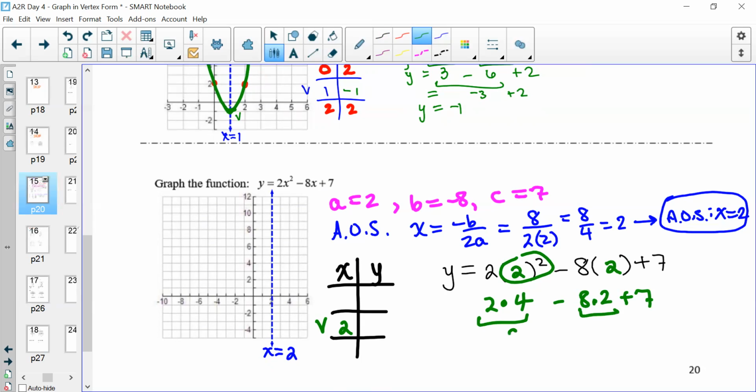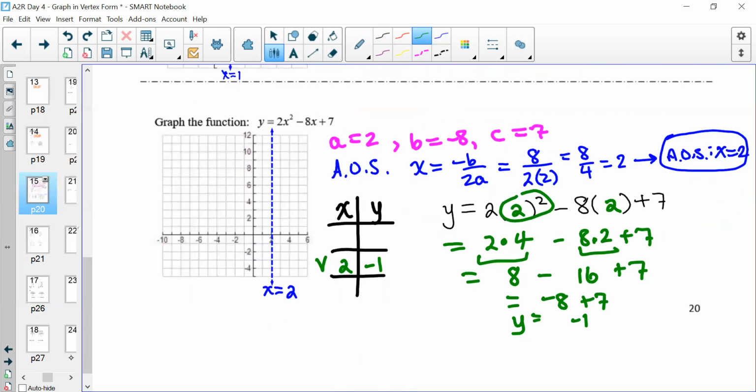And so I have 2 times 4, that's 8, minus 16 plus 7. So that's -8 plus 7, so that's -1. And all of this would be Y equals. So Y equals -1. So 2, -1 is my vertex.